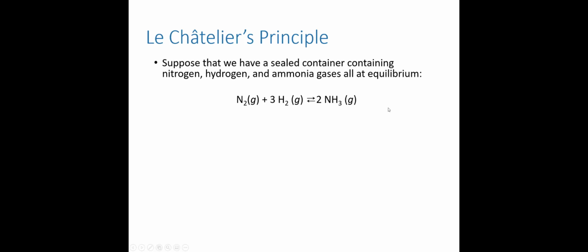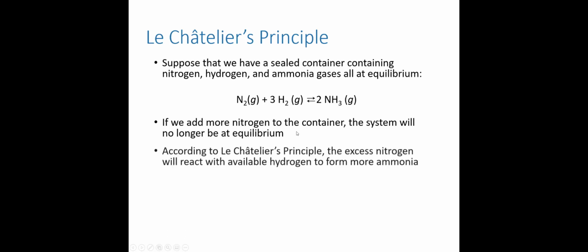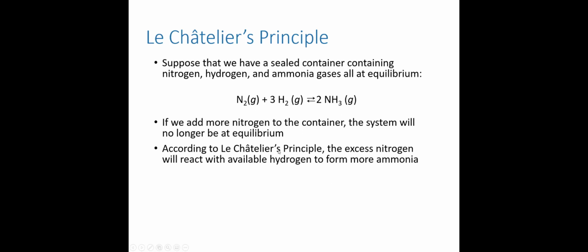Now we're going to disturb the equilibrium. So let's say we inject into our reaction mixture extra nitrogen. Then we're no longer at equilibrium. The amounts are no longer in the equilibrium amounts. What Le Châtelier's principle tells us is, now that we have excess nitrogen, it will react with any extra hydrogen to start forming more ammonia. So we say that the equilibrium shifts to the right.